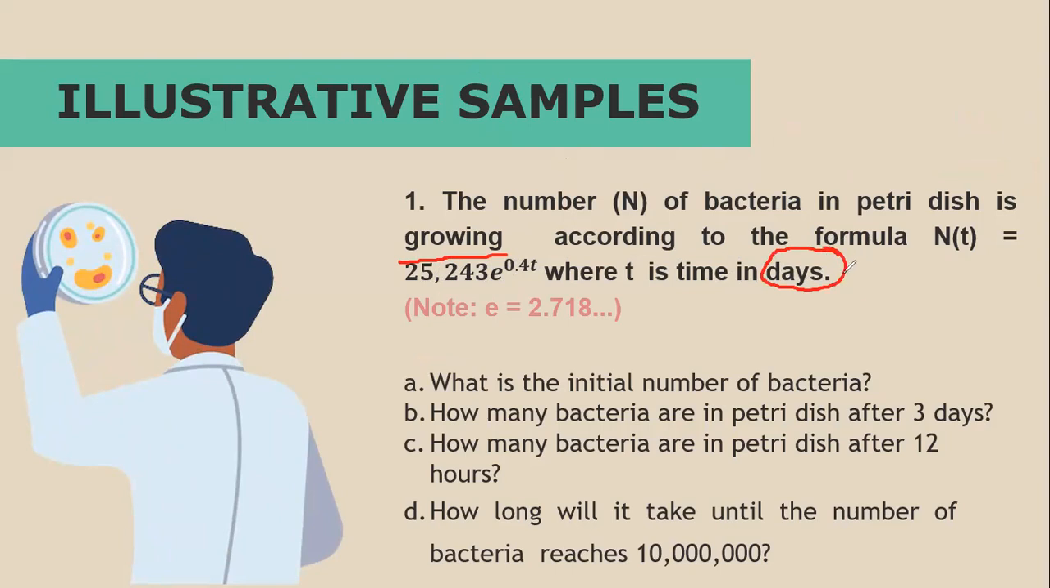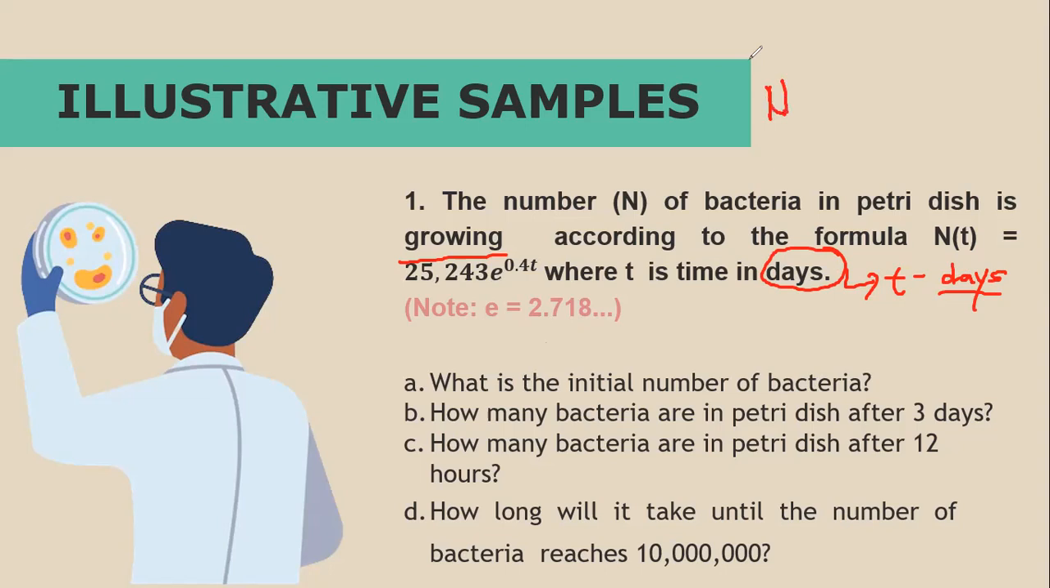Okay, so be mindful of our unit. Yung time natin ay in days dapat. Okay, so yung substitute natin sa ating T, dapat ang unit niya ay days. So note e is equal to 2.718. Okay, so that is a constant with this value. So ang tanong, what is the initial number of the bacteria?